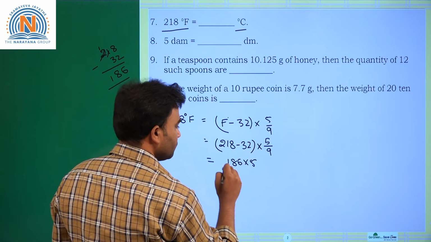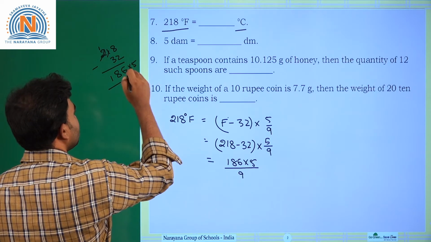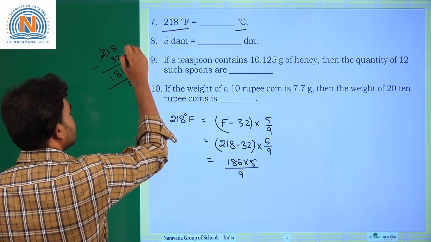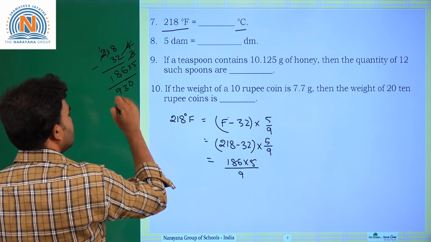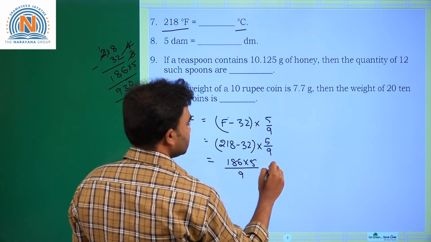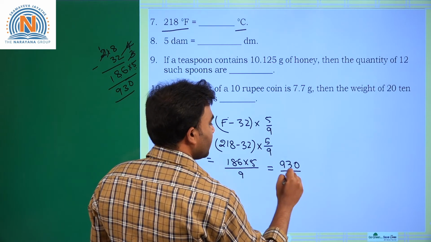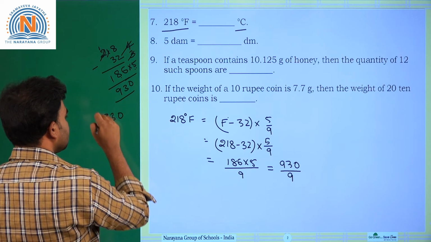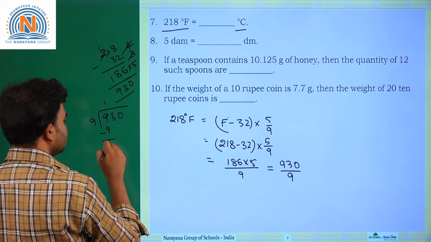into 5 by 9. Multiply 186 and 5. 5 6s 30, 5 8s 40 plus 3, 43. 5 1s 5 plus 4, 9. So 930 by 9. Now divide both. 930 and 9. 9 ones 9. 9 minus 9 is 0.